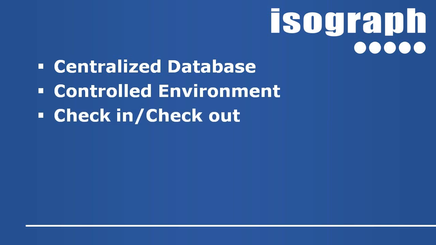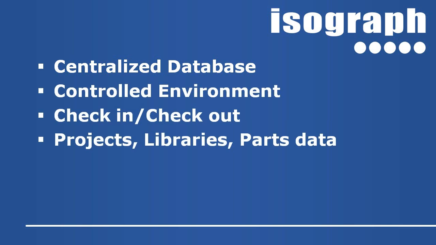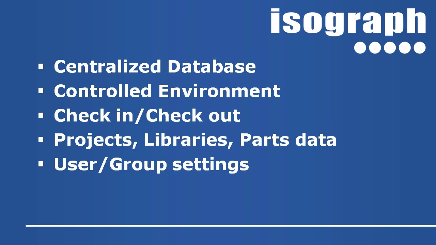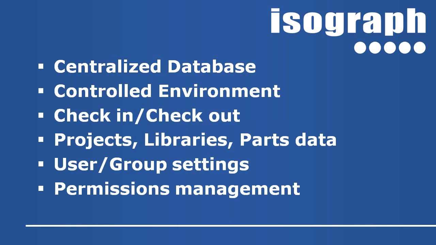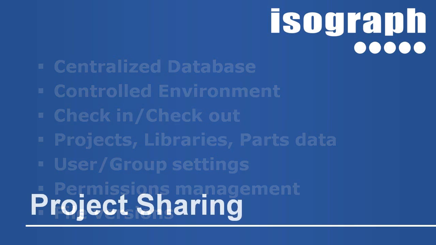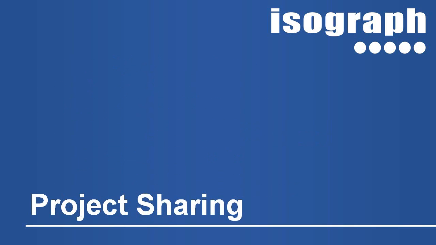Enterprise users may check projects in and out of the system and access centralized libraries and parts data. Enterprise administrators may create user groups and roles, set permissions on the projects, libraries, and folders in the database, and manage file versions. The Enterprise System helps manage projects and allows multiple users to work with the same files.